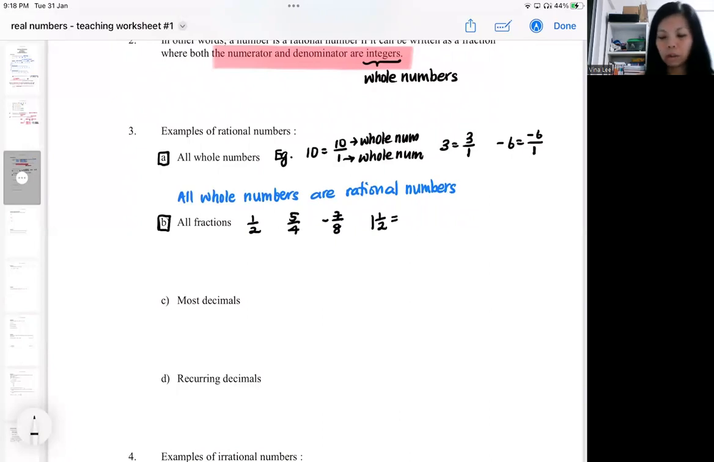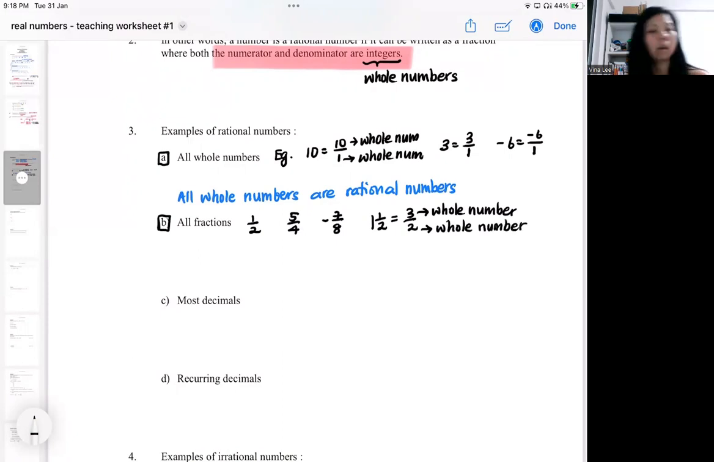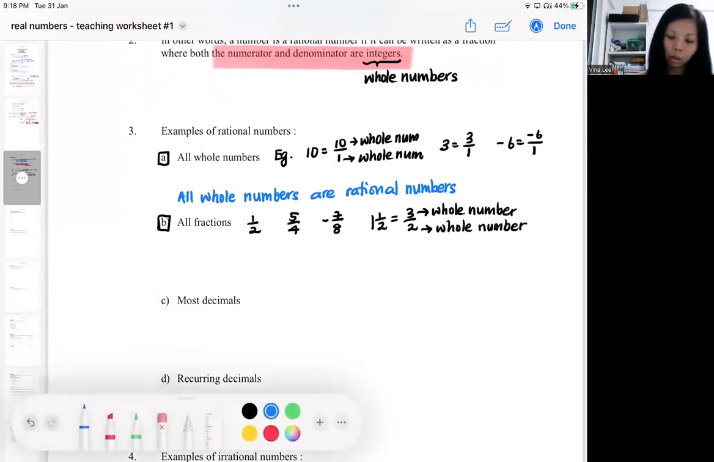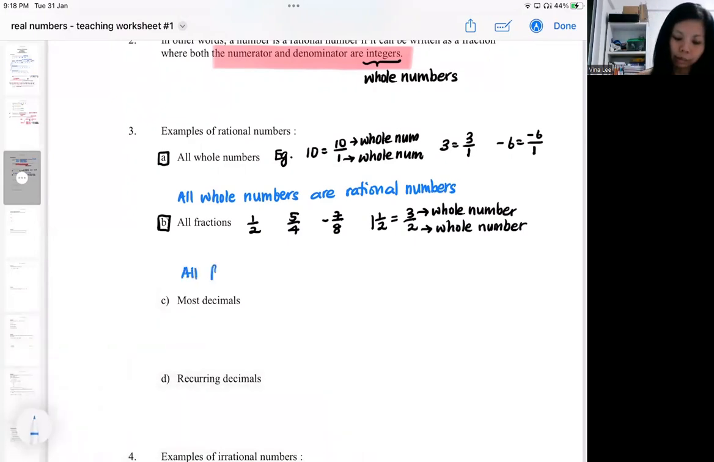What about mixed number? In primary school, you learn how to change mixed number to improper. So that is also a rational number because it's whole number over whole number. Even mixed number can be changed to improper, which is still a whole number over whole number. That's why all the fractions are rational numbers.